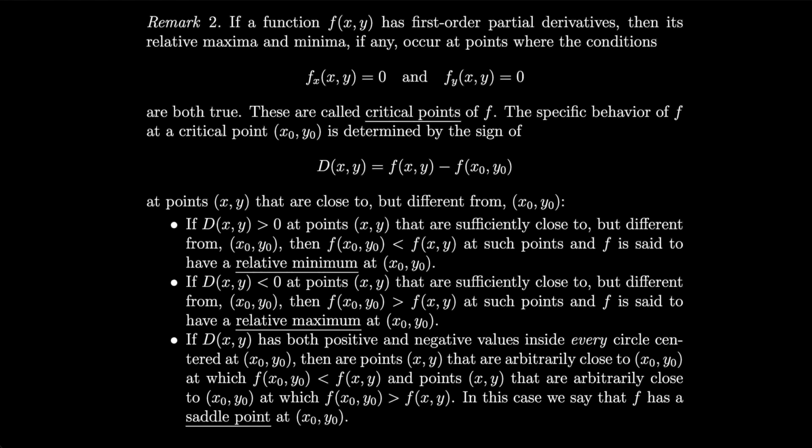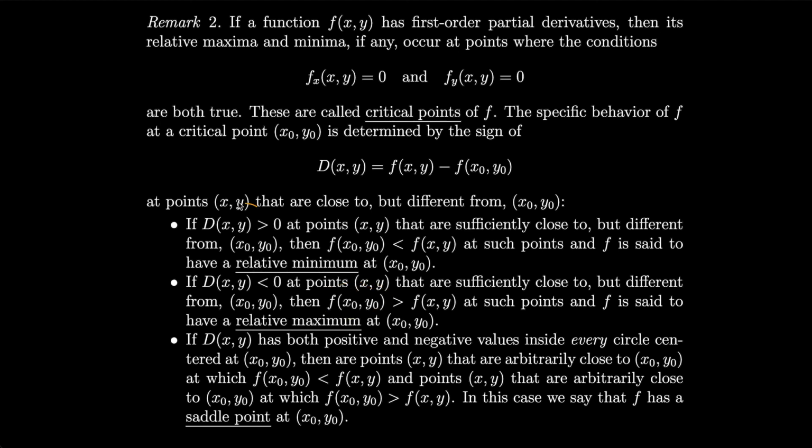If D is positive at points (x,y) that are sufficiently close to but different from (x0, y0), then f(x0,y0) is less than f(x,y) at such points, and f is said to have a relative minimum at (x0, y0). If D is negative, less than 0, at points that are close by but different from it, then the function is bigger, so it's said to have a relative maximum at (x0, y0). The function at (x0, y0) is bigger than all the surrounding points.